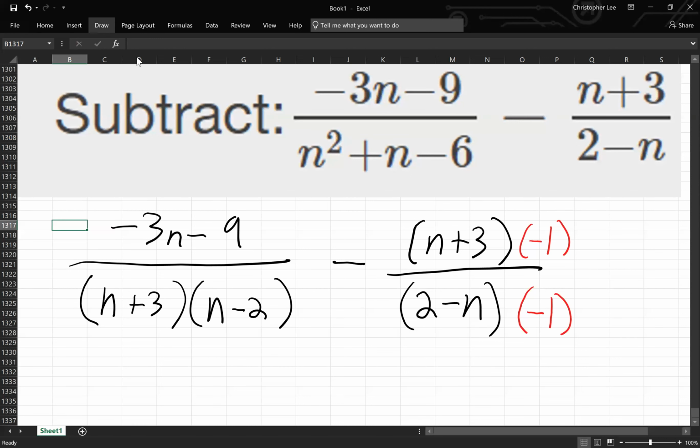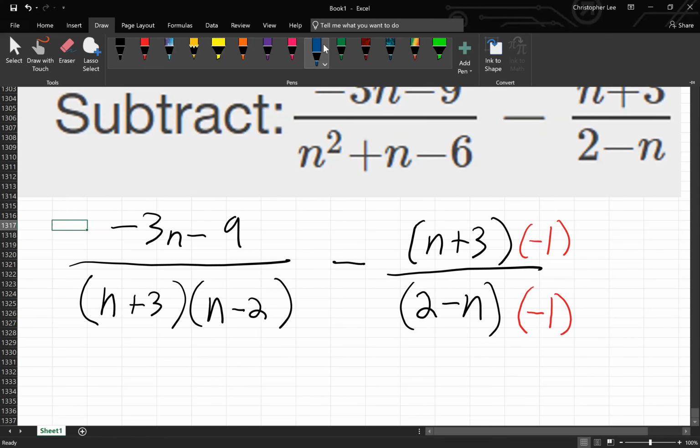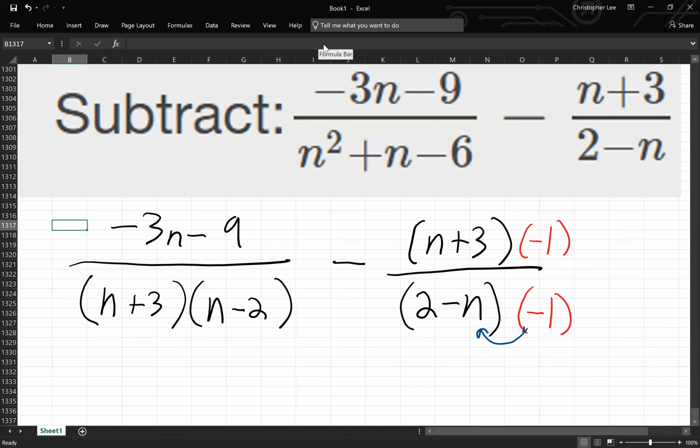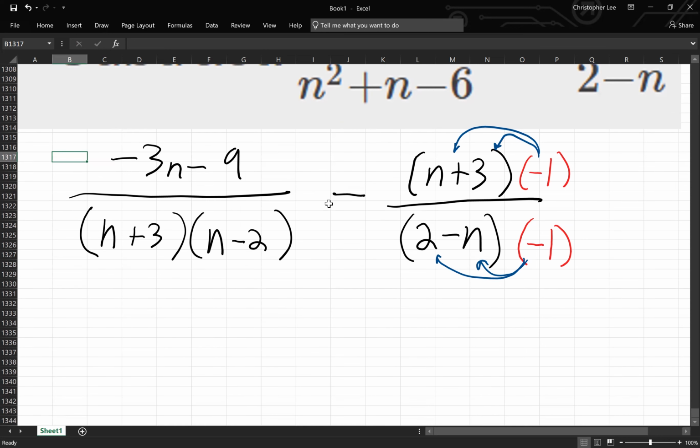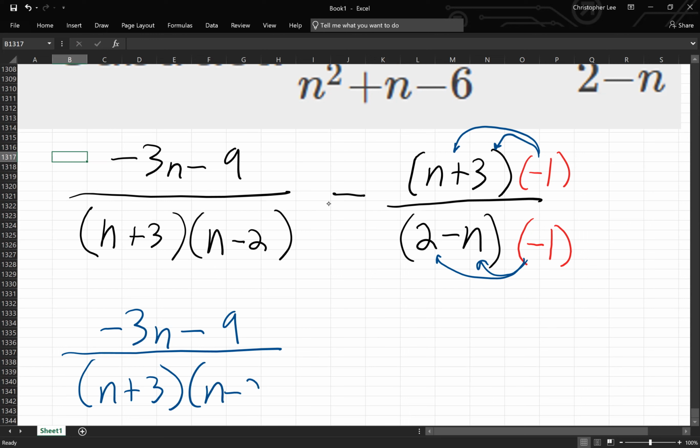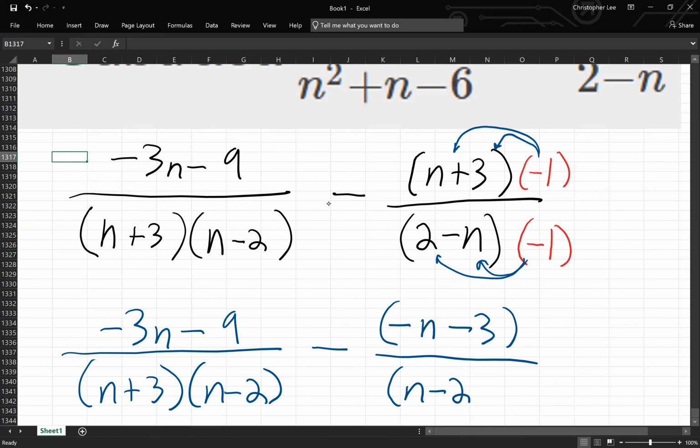So when I'm multiplying these out, this is going to distribute like this. This is going to distribute like this. Let's look at what I have right now. I have negative 3n minus 9 over the n plus 3 times the n minus 2, minus, so now I have negative n minus 3, that's up top, over the n minus 2.